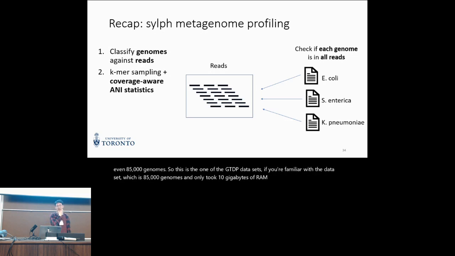So just to recap, we built a new metagenome profiler. It's called sylph. And there are really two main ideas. The first idea is to classify genomes against reads using these k-mers, and it works pretty well. And the second idea, which is our main innovation, is to use these coverage-aware statistics for analyzing your sample and estimating this nucleotide identity that gives us accurate species-level profiling.